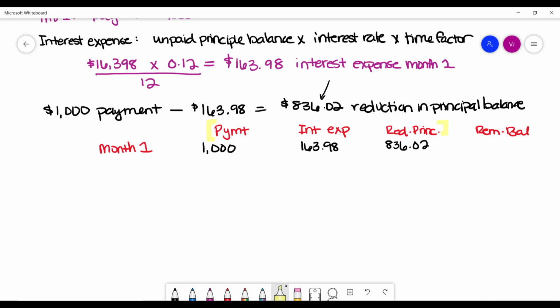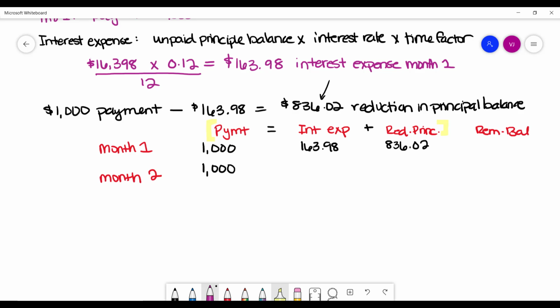So we have that the payment is actually a combination of the interest expense and the reduction of the principal. And we will do the same for month 2. So how much is the payment in month 2? It's still $1,000. But now we have to figure out what portion of that $1,000 is interest expense in month 2 and how much we actually get to pay off.